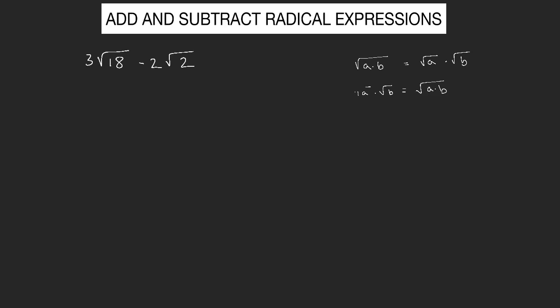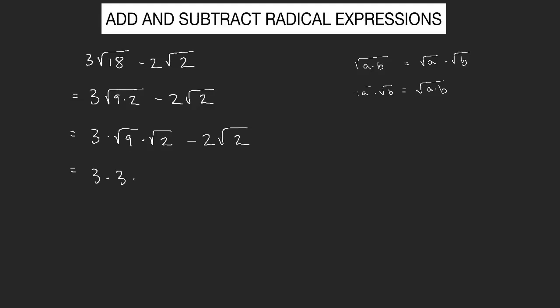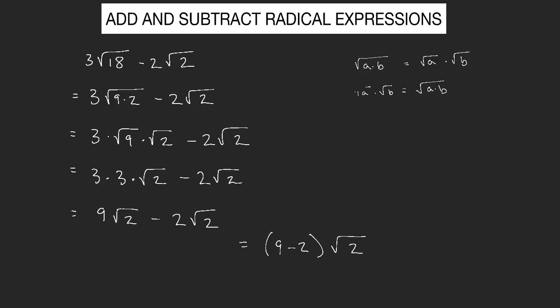Okay, 3 times root 18 minus 2 times root 2. This equals 3 times root 18, which is 9 times 2, minus 2 root 2. So this equals 3 times root 9 times root 2 minus 2 times root 2. So this equals 3 times 3 times root 2 minus 2 times root 2. That's going to equal 9 times root 2 minus 2 times root 2, which equals 9 minus 2 times root 2, or 7 root 2. There's our answer, 7 root 2.